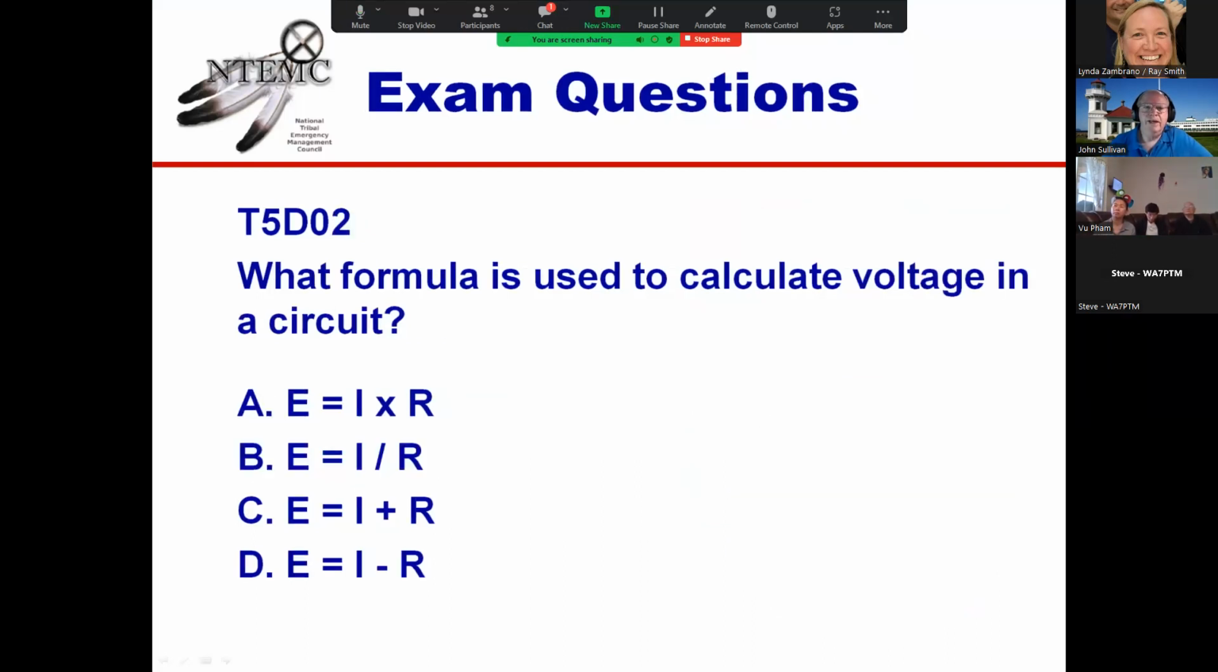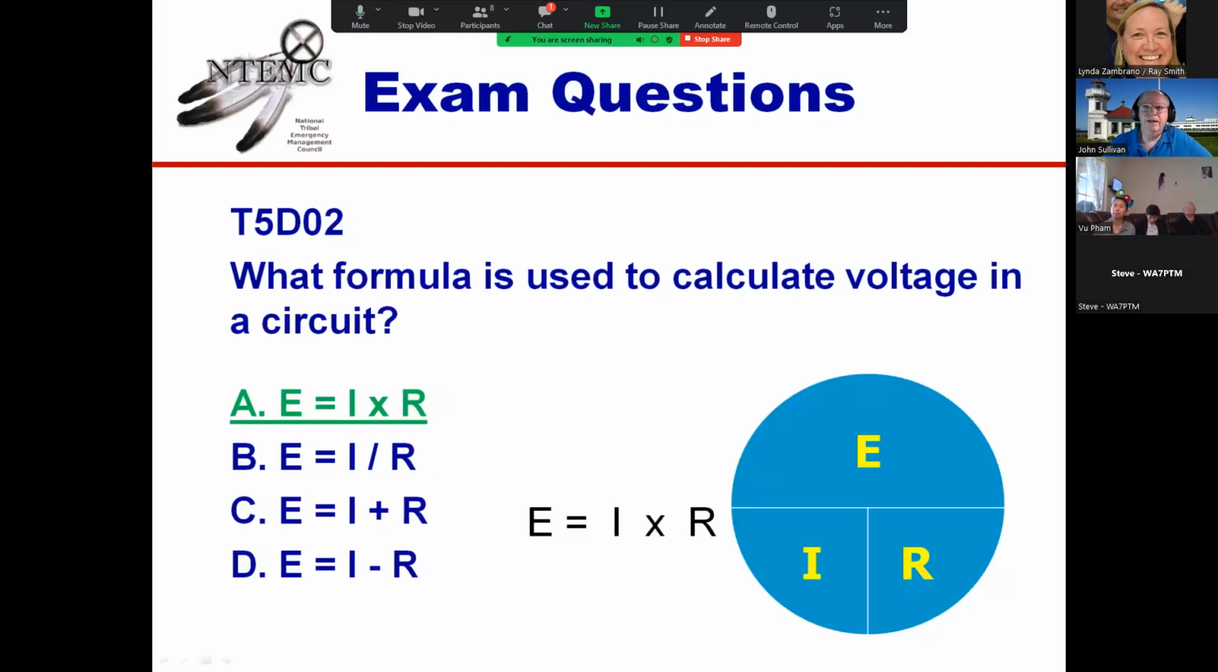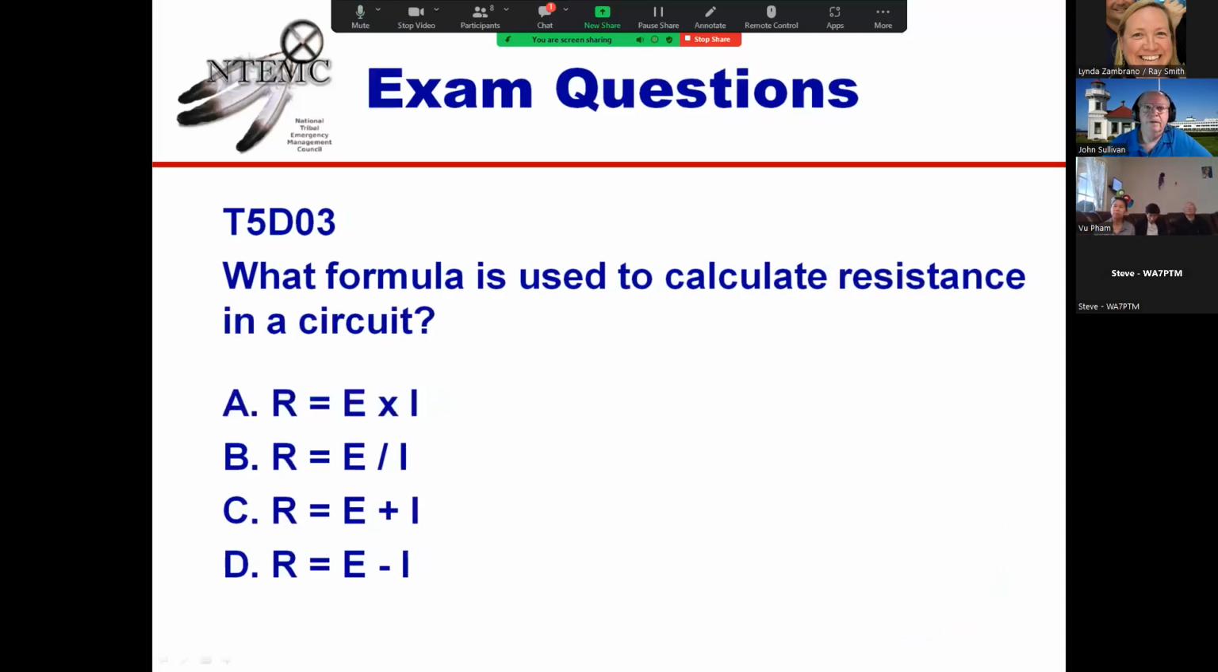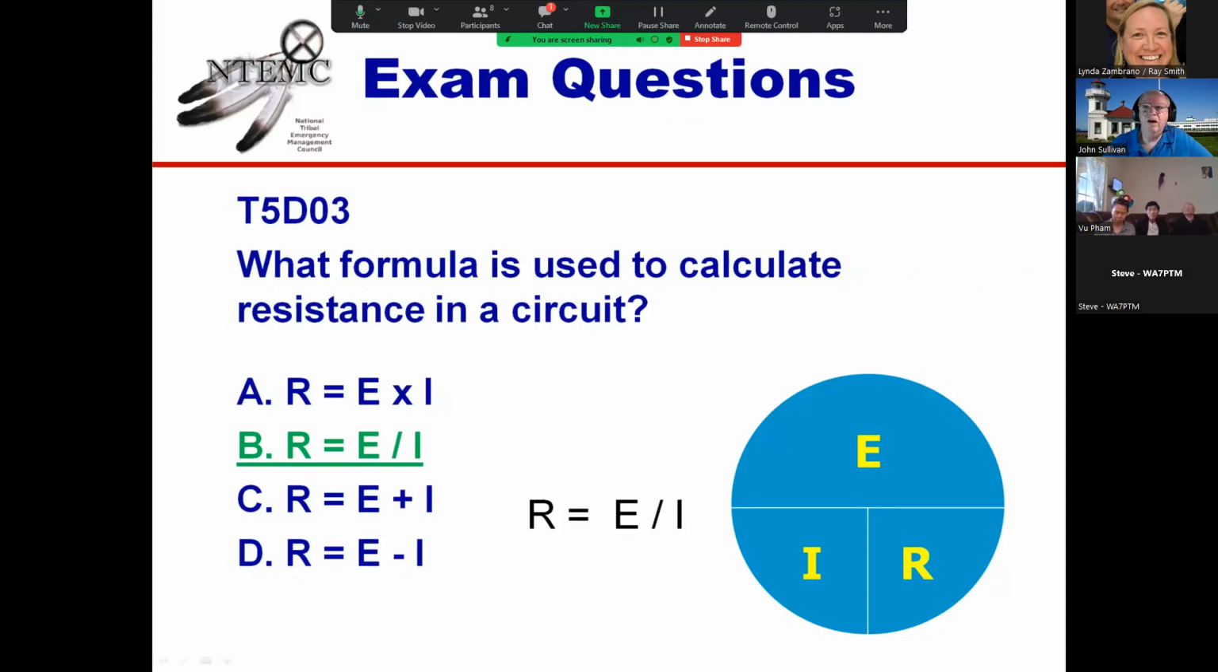What formula is used to calculate voltage in a circuit? So we're going to do the same thing. This time you put your thumb over the E, you see it's I times R. What formula is used to calculate resistance in a circuit? Same thing. Thumb over the R, E over I, that's the answer.